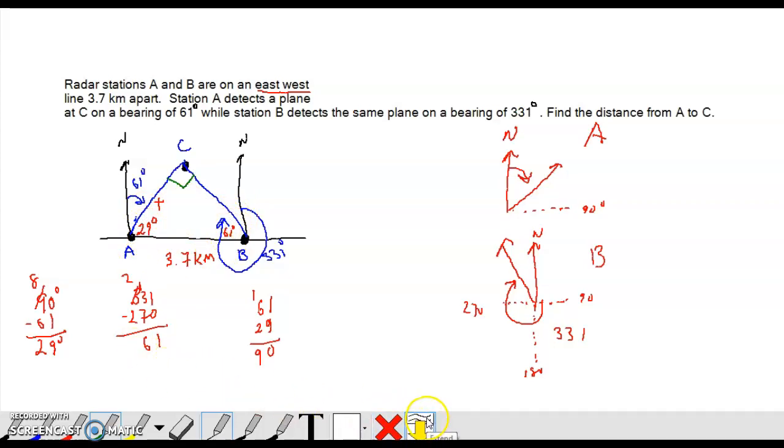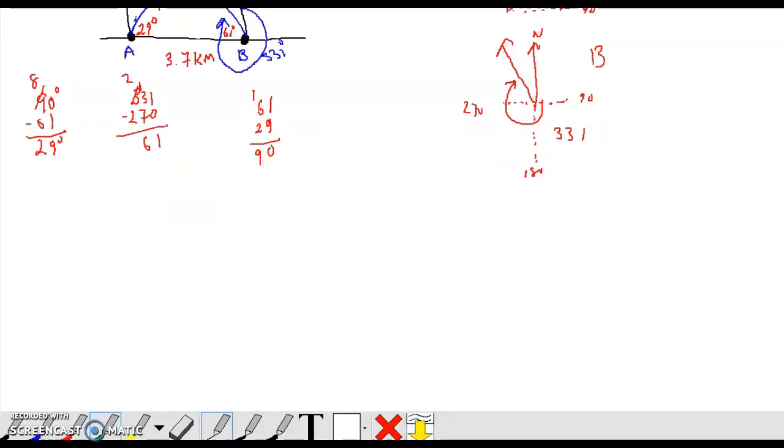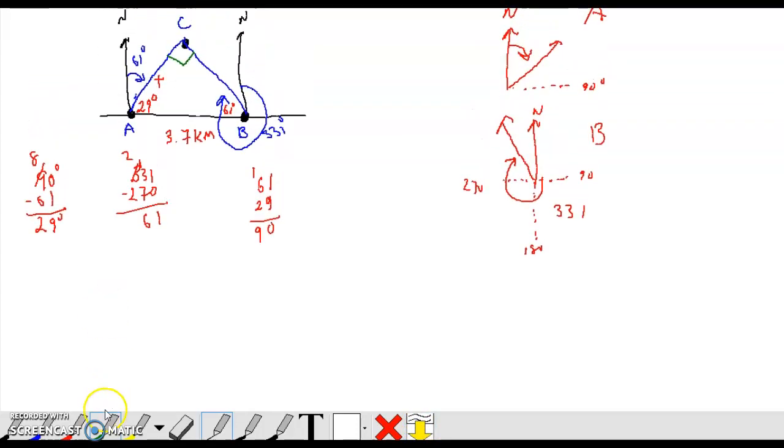Let's go ahead and use the 29 degrees. So if I use my 29 degrees, I'm going to take this x, so this will be cosine. The cosine of 29 degrees is equal to adjacent over your hypotenuse, 3.7, and then this will be whatever x is. So 3.7 times the cosine of 29 will be equal to x, or aka my AC.